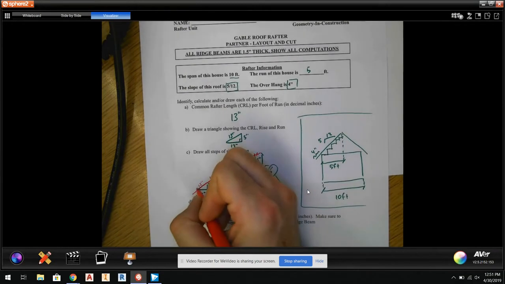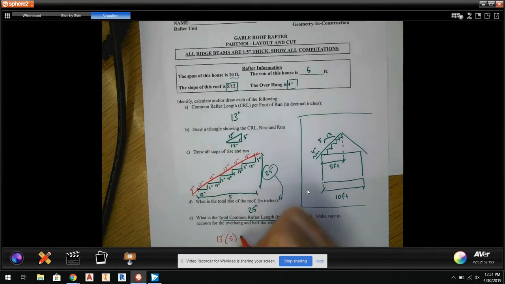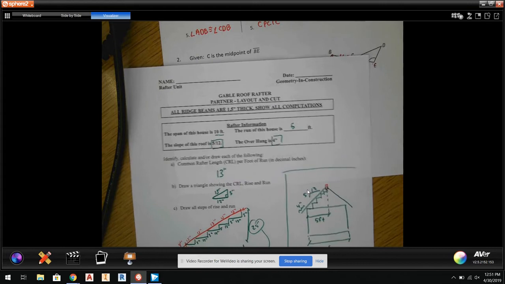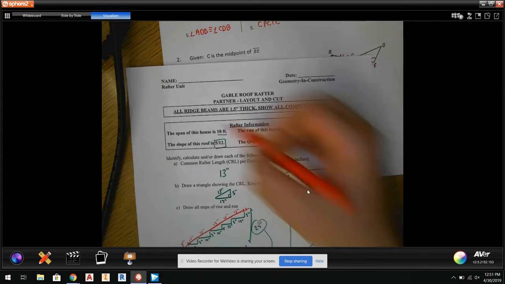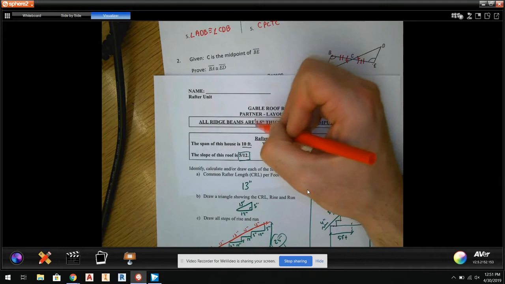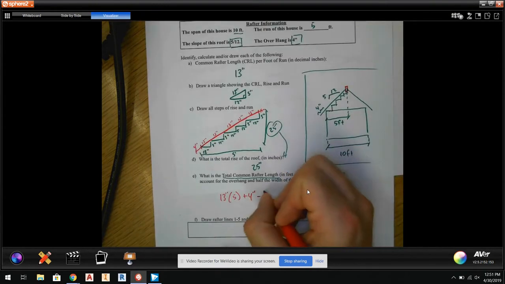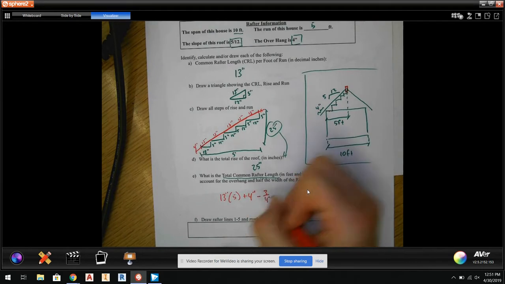Don't forget, you have to add the 4-inch overhang down here, so plus 4 inches. Plus the ridge beam, the beam that's at the top of the house that the rafters all connect into, that is a regular 2x, meaning it's 1.5 inches thick. In order to account for that, you have to subtract half the thickness. You have one rafter coming in on the left, one rafter coming in on the right, so that's why it's half taken away on both of them. So you subtract out 3/4 of an inch.